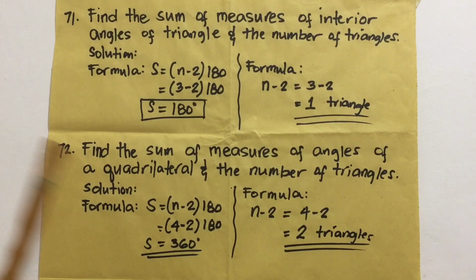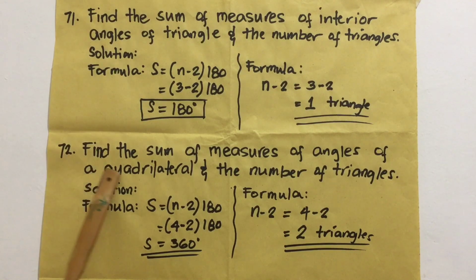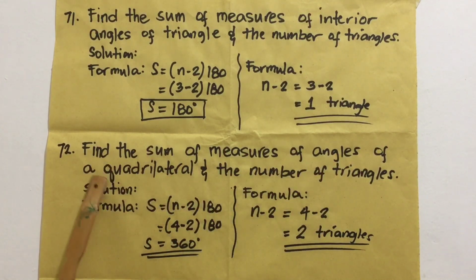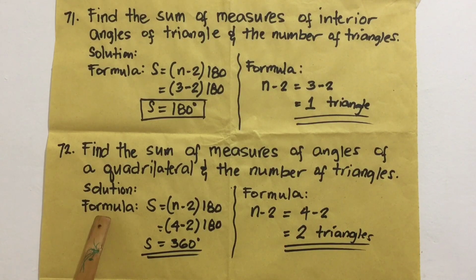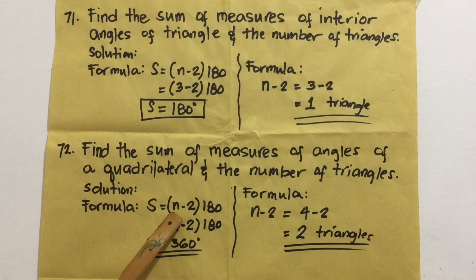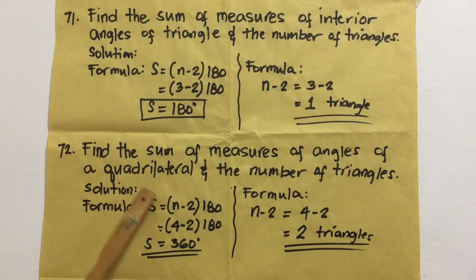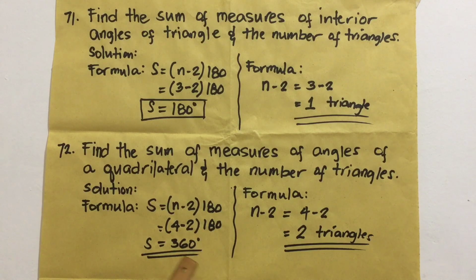Next, 72. Find the sum of measures of angles of a quadrilateral and the number of triangles. Our solution formula: we will use S stands for the sum, equals n minus 2 times 180. N stands for the number of sides of a polygon, which is a quadrilateral, meaning 4 sides. Then 4 minus 2 times 180. 4 minus 2 equals 2, times 180 equals 360 degrees. So the sum of interior angles of a quadrilateral is 360 degrees.